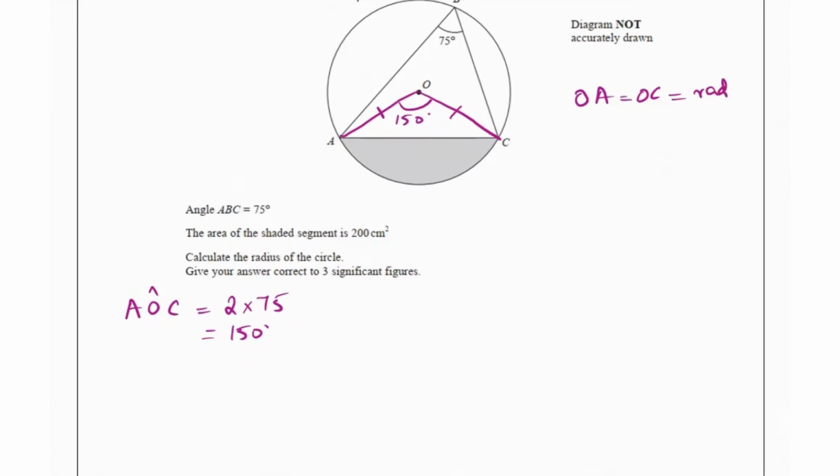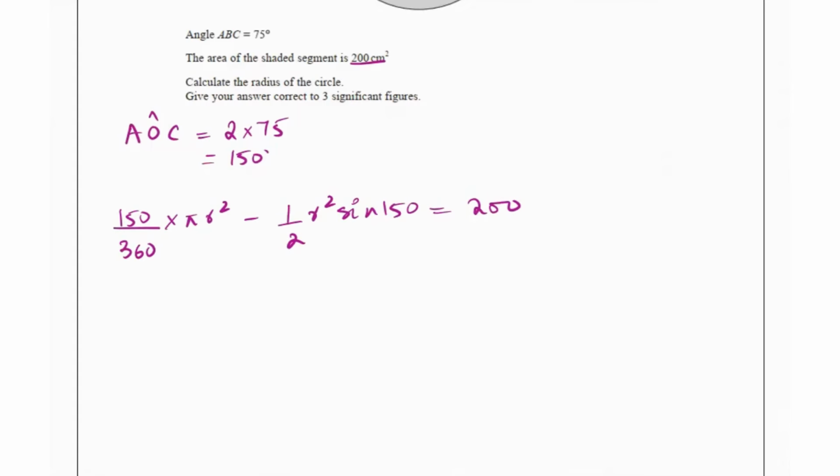Which means using the shaded area, we can figure out what the radius is. Shaded area is going to be the difference of the area of the sector AOC and the triangle AOC. So 150 over 360 times pi r squared minus 1 over 2 times r squared times sine of 150 equals 200. We're subtracting the area of the triangle from the area of the sector to get the shaded part.